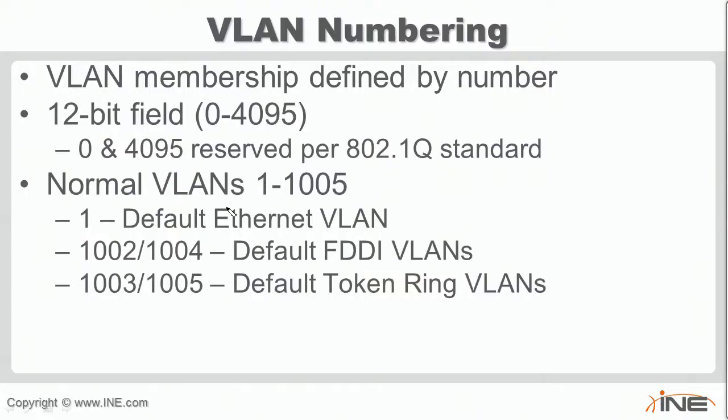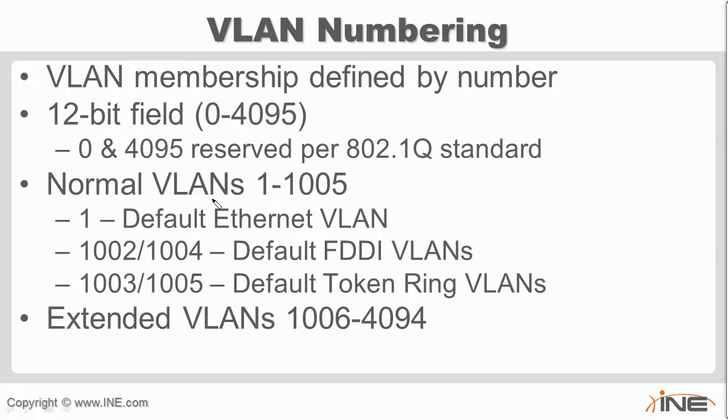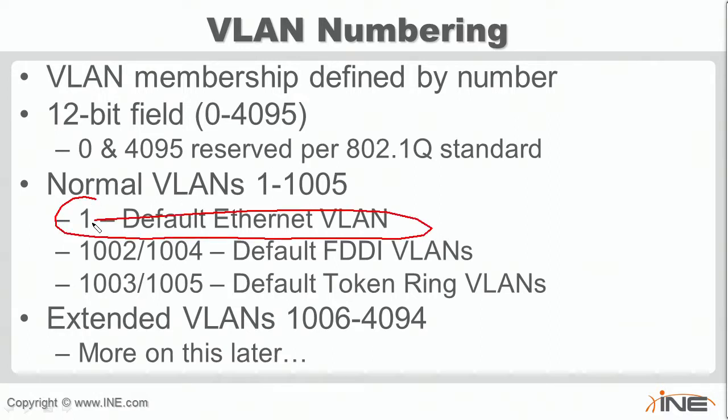Then above this, we have what's known as the extended VLAN range, which is 1006 to 4094. And we'll talk about this more later when we get to private VLANs, and then when we also get to transparent VTP mode. So typically your VLAN number is going to be somewhere from 1 to 1001.